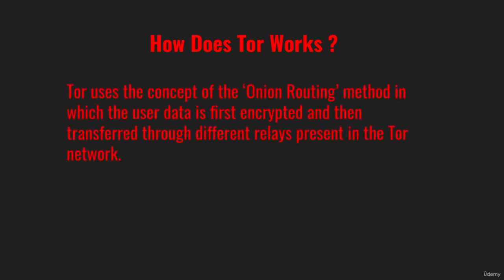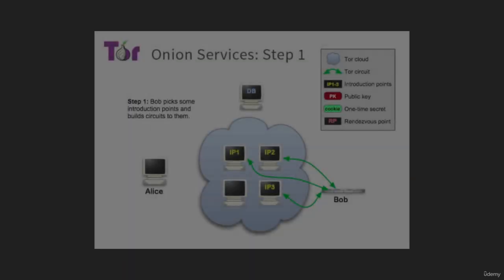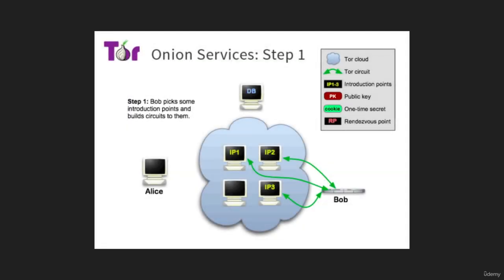Okay, now Tor uses the concept of the onion router method, in which the user data is first encrypted and then transferred through different layers present in the Tor network. Okay, now here is the first step. Tor makes it possible for users to hide their location while offering various kinds of services, such as web publishing or an instant messaging server. All right, so Tor uses something called rendezvous points, and other Tor users can connect to these onion services, formerly known as hidden services.